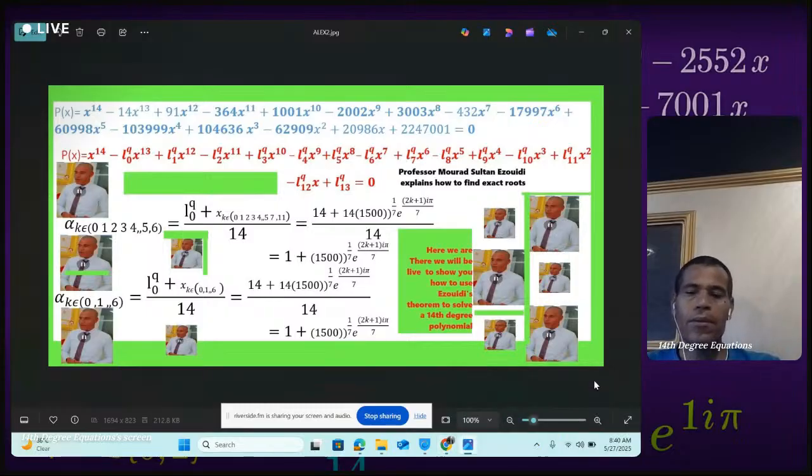So to sum up this deep dive, we've looked at this theorem presented in aliax2.pdf, attributed to Professor Ezouidi. It offers these two specific formulas that are meant to provide the exact roots for one particular 14th degree polynomial. And the key thing, the aha moment, is just the idea that a direct, non-iterative method might even exist for such a complex equation. It really challenges the standard assumptions.